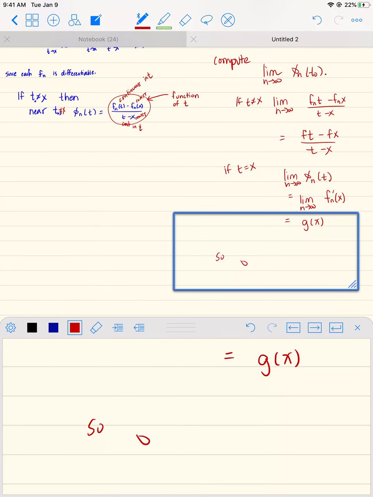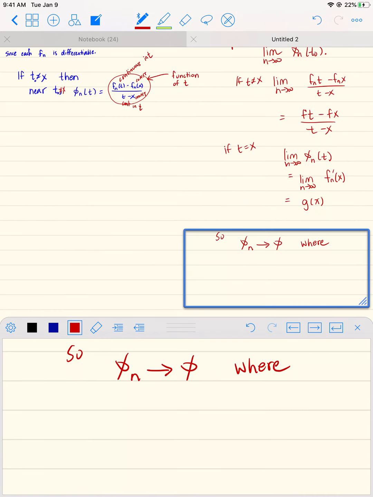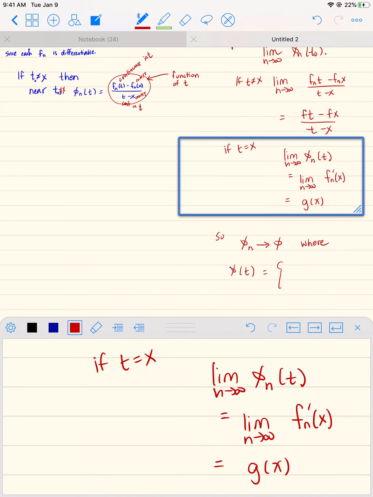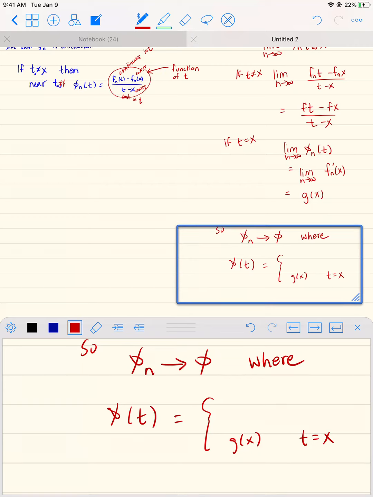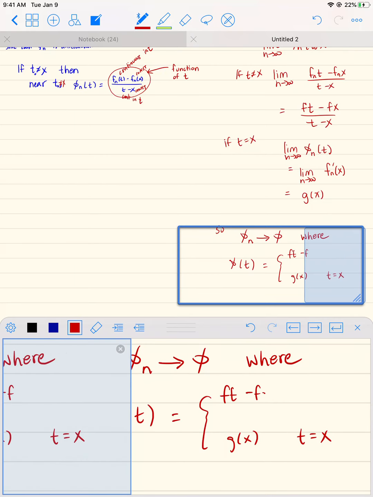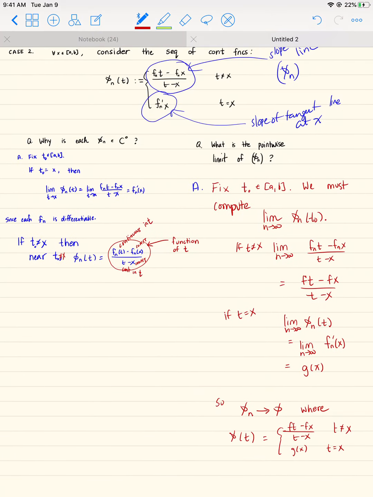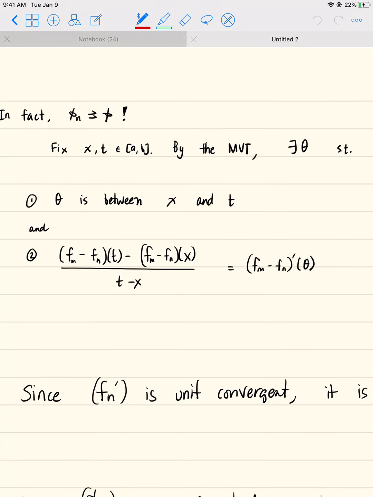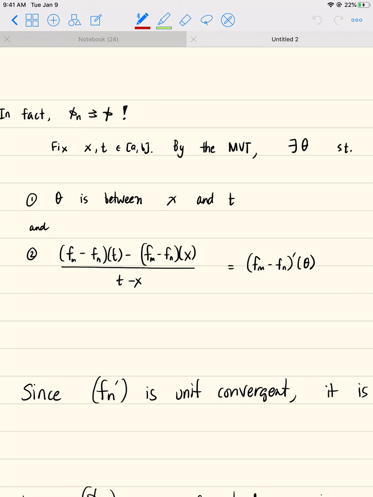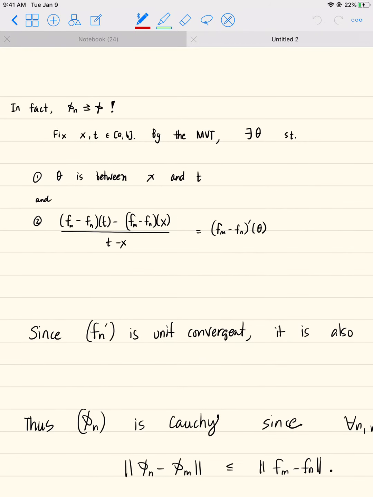So let's say phi sub n goes pointwise to phi, where phi is defined as g of x if t is equal to x, and f of t minus f of x divided by t minus x if t is not equal to x. Okay, now we actually want to show that phi sub n converges uniformly to phi. Okay, so how are we going to do it? Now, why do we want to show this? Actually, let's go into why we want to show this.